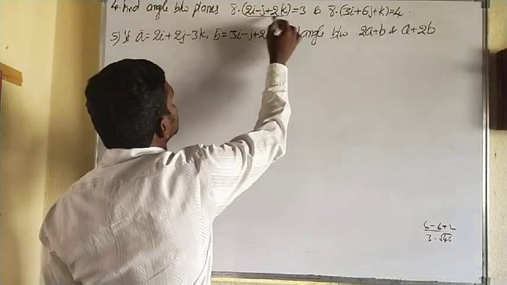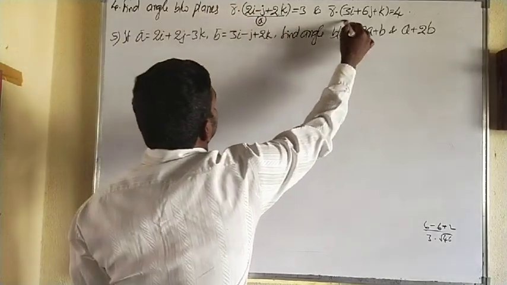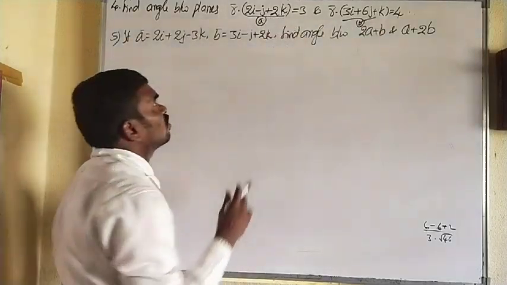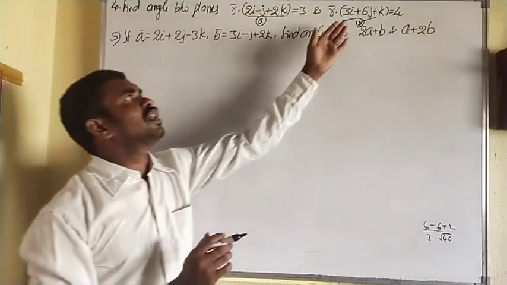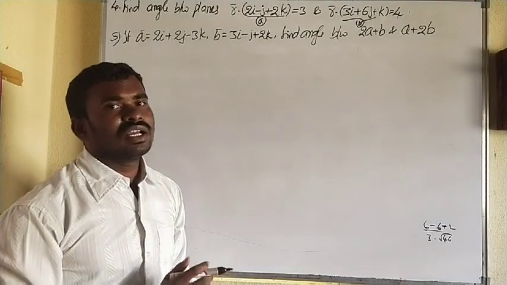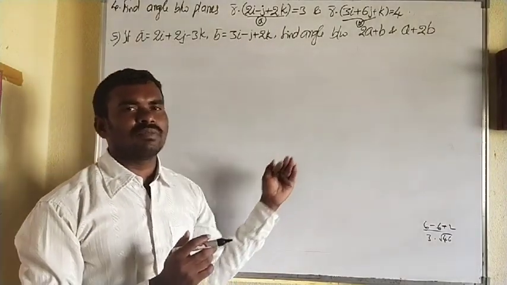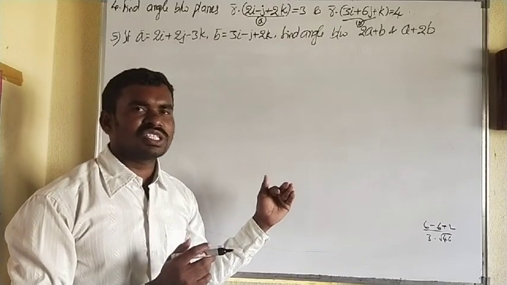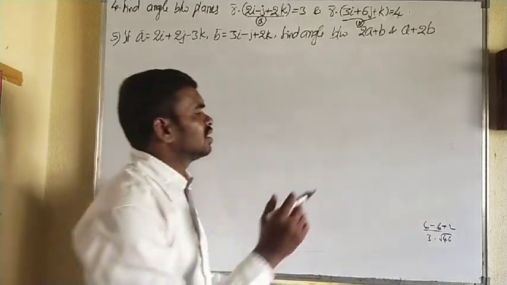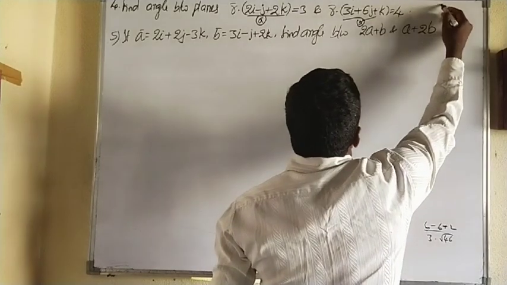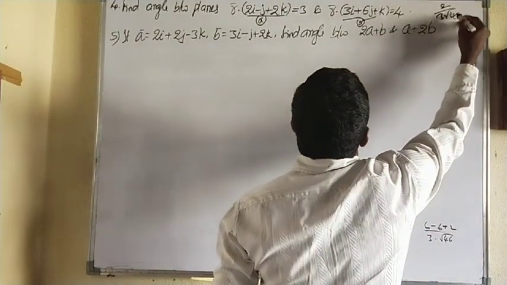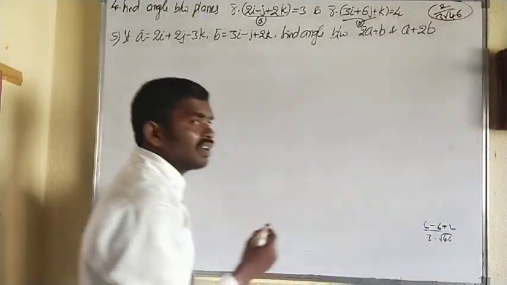Let's take this as vector a and this as vector b. Means a bar equal to 2i minus j plus 2k, b bar equal to 3i plus 6j plus k. Then as usual find the angle between two vectors. Cos theta equal a dot b by mod a mod b. Okay, can you do this one? You want the answer? Answer is cos theta equal to 2 by 3 into root 46. Do it and verify.